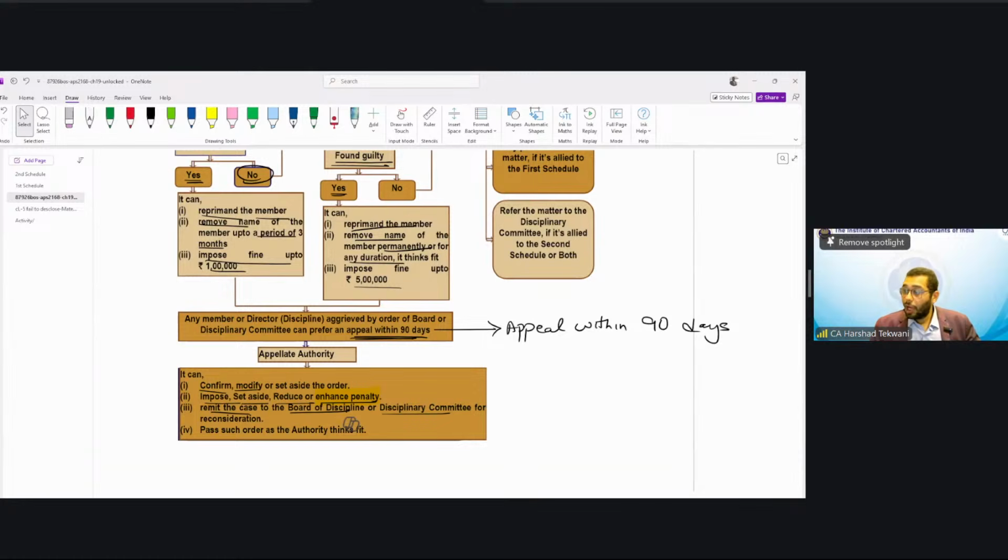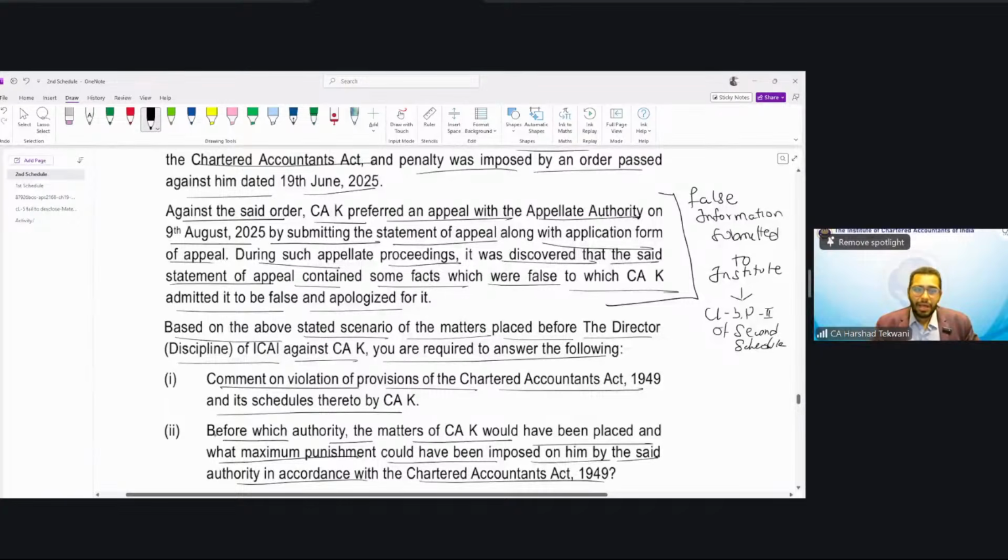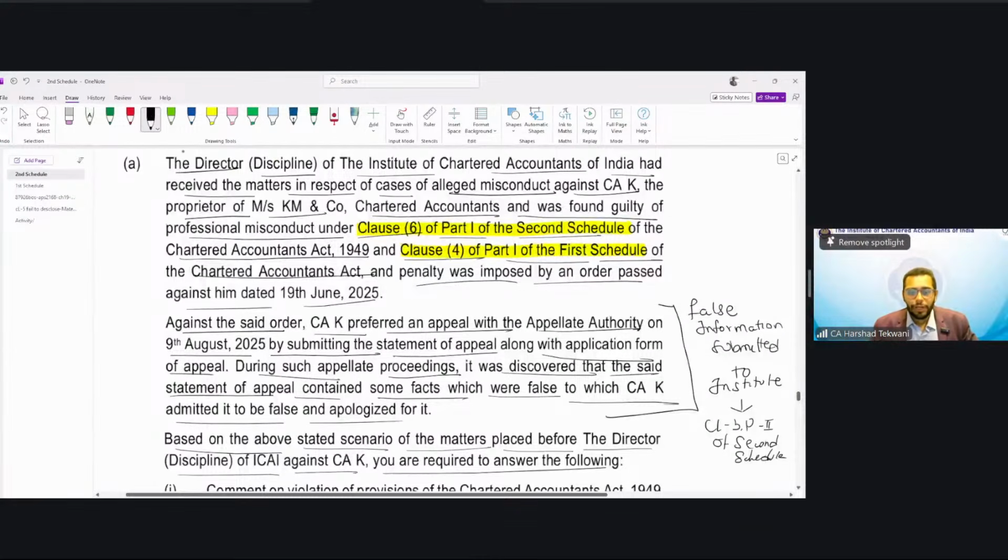Clear? Now, the third question which is given: has he filed the appeal within the time limit prescribed under the said Act? Now you need to provide the time limit. See, what is the time limit which is given and when has he filed the appeal. The order was passed on 19th June 2025. He has a 90-day time window, as we discussed, from this particular date for appeal.